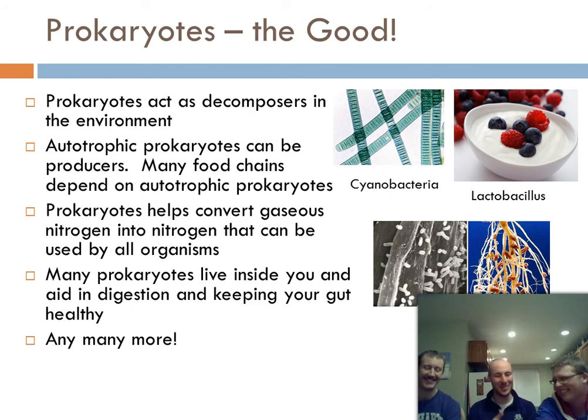So autotrophic prokaryotes can be the bottom of a lot of food chains, especially deep in the ocean. There are archaea that live deep in the ocean, near ocean vents. They can get energy from those little mini volcanoes underneath the ocean, and that's the start of a lot of food chains. That's why fish are able to survive down there.